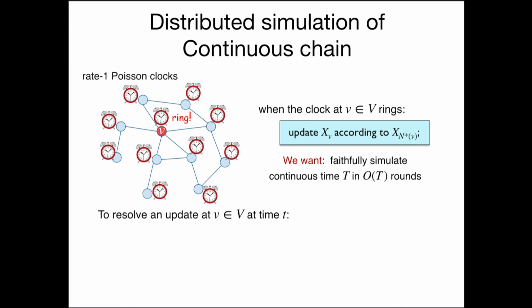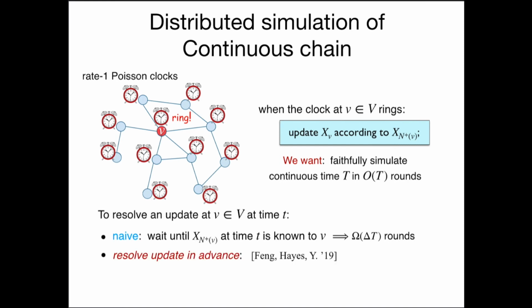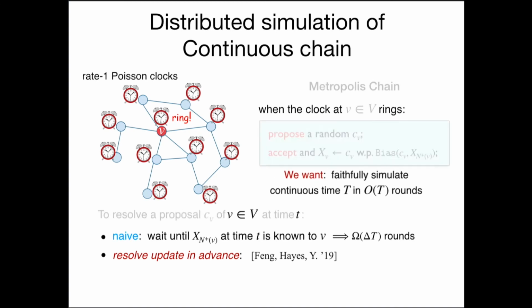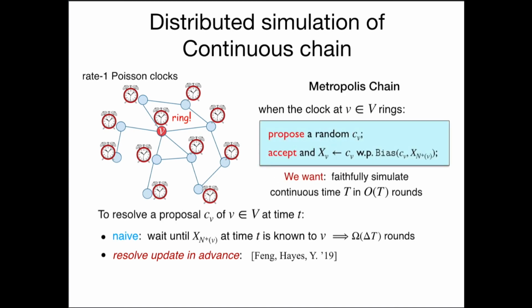To resolve an update at a vertex, a naive way is to wait for the up-to-date information about the neighborhood configuration. But this will meet the same max degree barrier because concurrent adjacent updates are not allowed. A new idea here is to resolve single-site updates in advance. This new idea applies to Metropolis chains. Abstractly, for any Metropolis chain, when the Poisson clock rings at a vertex, the vertex proposes a random spin and flips a biased coin to decide whether to accept the proposed spin, where the bias of the coin is determined by the current neighborhood configuration as well as the proposal.